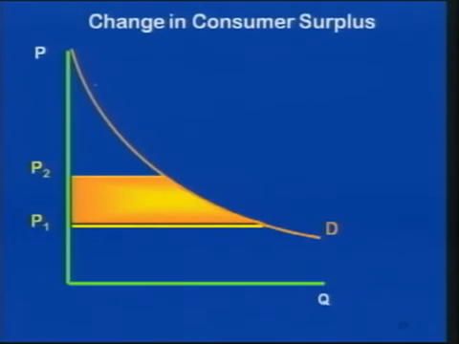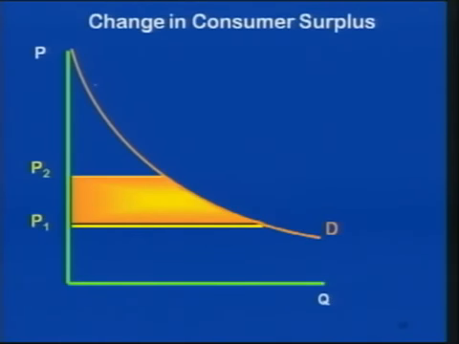There. So if you increase the price from P1 to P2, the monetary value of the loss to consumers, the amount that they are hurt by that price increase in dollar terms, is given graphically as the area to the left of the demand curve between the two prices.